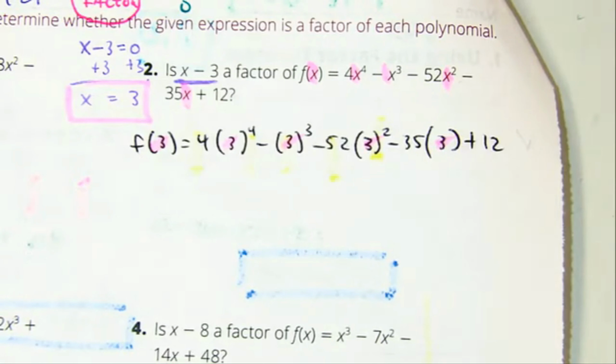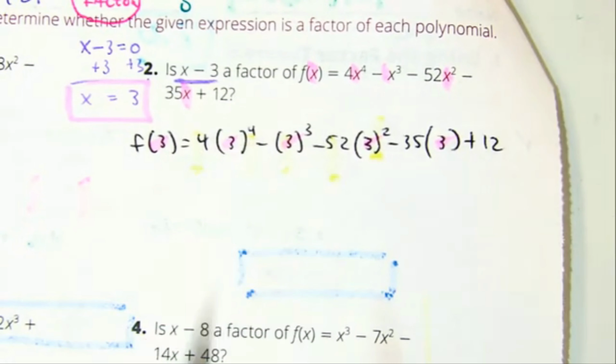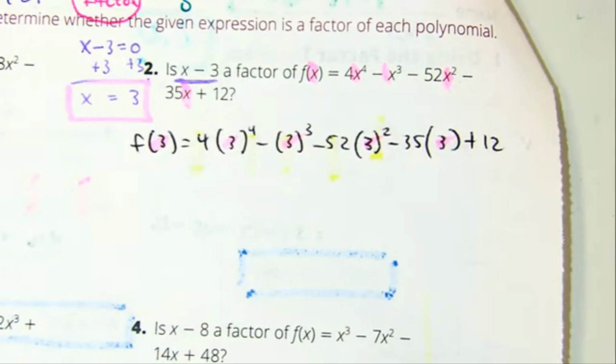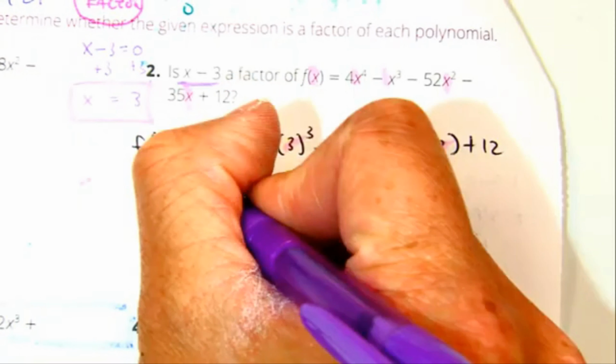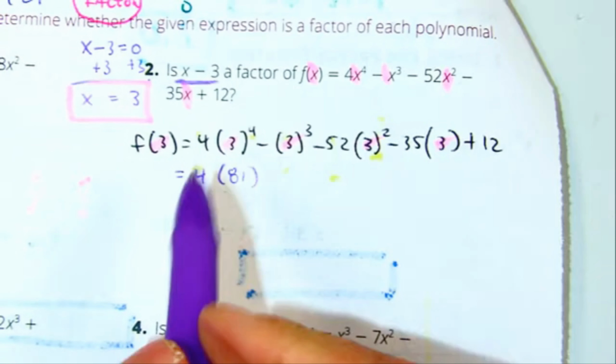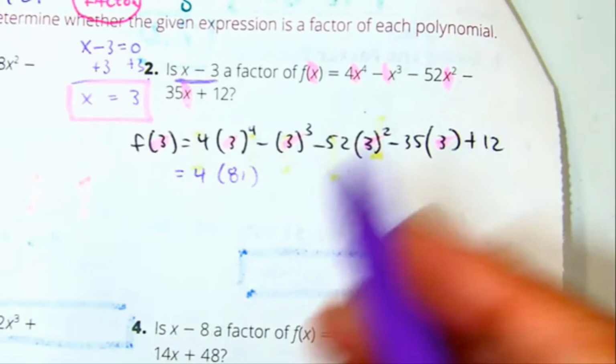Brandon, 4 times 3 to the 4th power. What do we do first? Should I multiply or do exponents? Exponents? What is 3 to the 4th power? 81. Remember, the common mistake here is you could have done 4 times 3 is 12. It is not 12 to the 4th power.